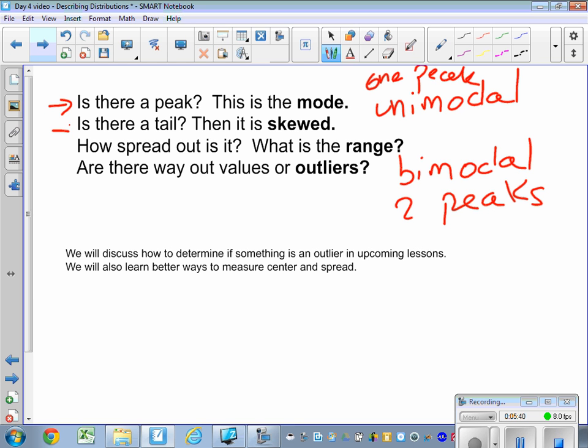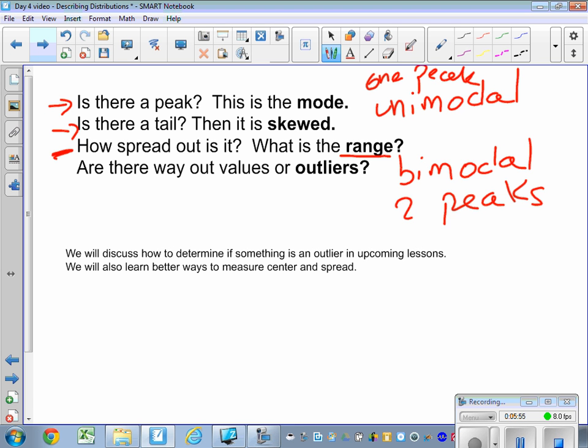Is there a tail or is it symmetric? If it's skewed, then the direction that the tail is going is what it is. How spread out is it? For now, the one that you guys have for spread would probably be range.